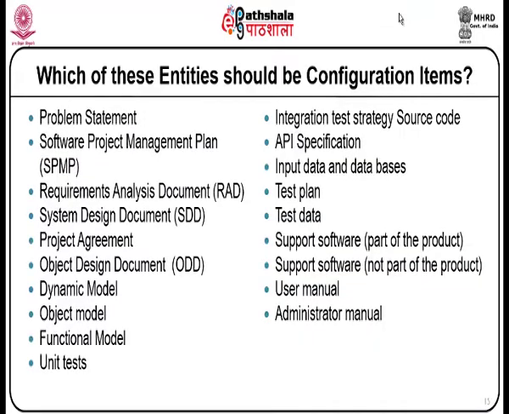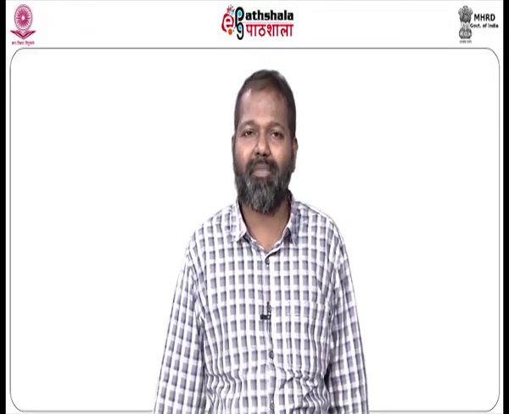Which of the entities should be configuration items? Problem statement, software project management plan, requirements analysis document, system design document, project agreement, object design document, dynamic model, object model, functional model, unit tests, integration test strategy, source code, API specification, input data and databases, test plan, test data, support software part of the product, support software not part of the product, user manual, administrator manual.